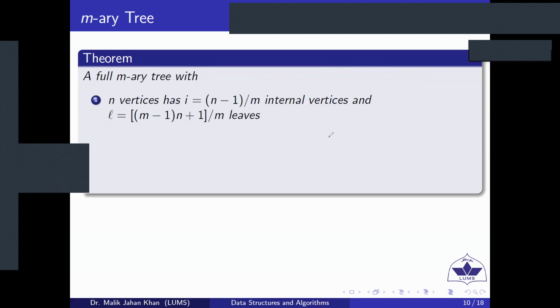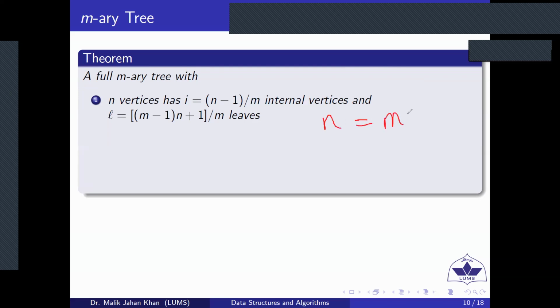What we explained in our previous theorem is that the total number of nodes n is the same as mi plus 1. So mi are the nodes which are children of someone, and then there is an additional node which is not a child of someone.